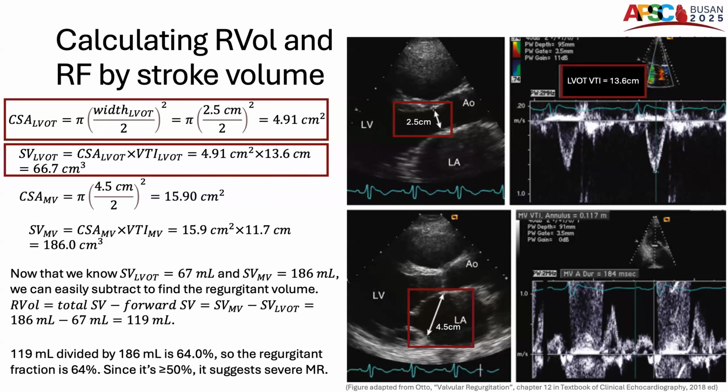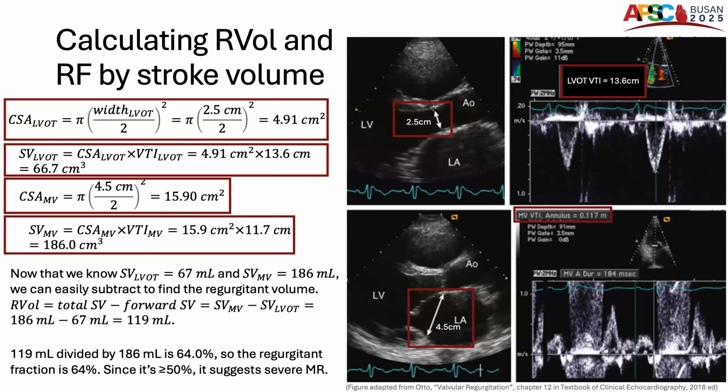In the bottom left panel, the diameter of the mitral valve annulus is 4.5 centimeters, as indicated by the double-headed white arrow that I have boxed in red. So the cross-sectional area at the mitral valve is pi times the square of 4.5 centimeters divided by 2. That gives you 15.90 centimeters squared. In the bottom right panel, the mitral valve VTI is 11.7 centimeters. So stroke volume in the mitral valve equals CSA mitral valve times VTI mitral valve, which is 15.9 centimeters squared times 11.7 centimeters. That gives you 186 centimeters cubed, or milliliters.